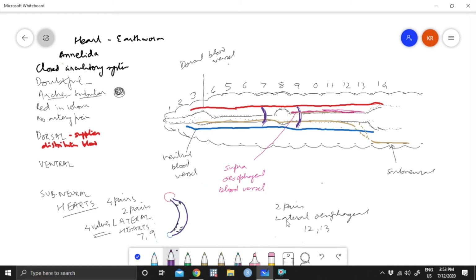So as we have said here that there are 2 pairs of lateral esophageal hearts in 12th and 13th segments. So here what is happening is that from 12th to 13th there will be one heart like this and one heart like this, but they are also receiving the blood from this. Means it is receiving blood. We'll show the another diagram.